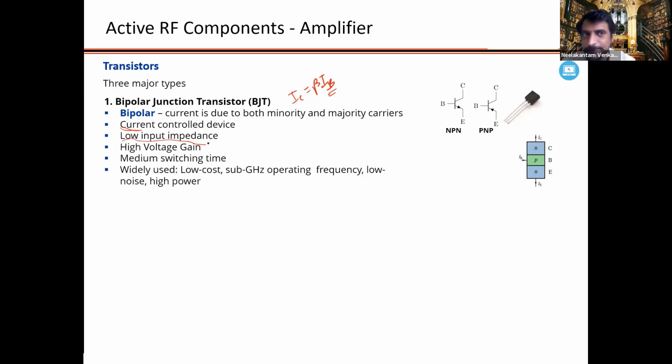Because of that, since your IC is high, you can achieve high voltage gains simply by having a resistor there. The drop across the resistor is going to be the voltage. Since IC is high, the voltage is going to be high as well.